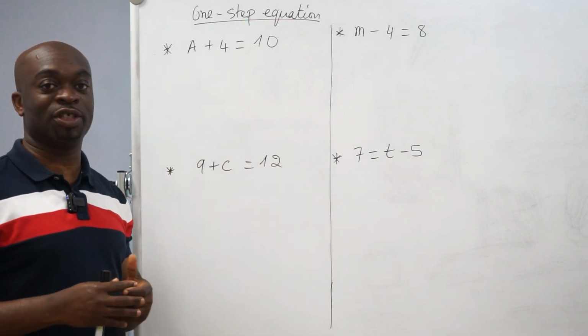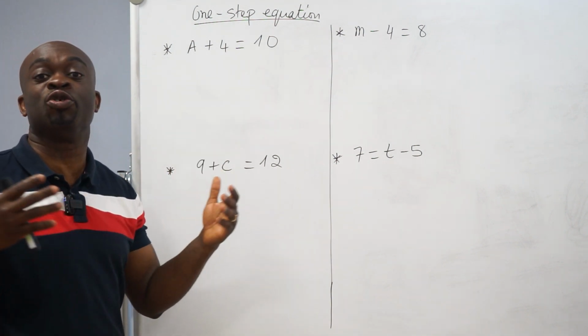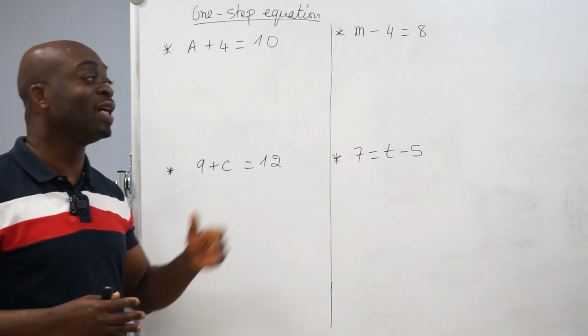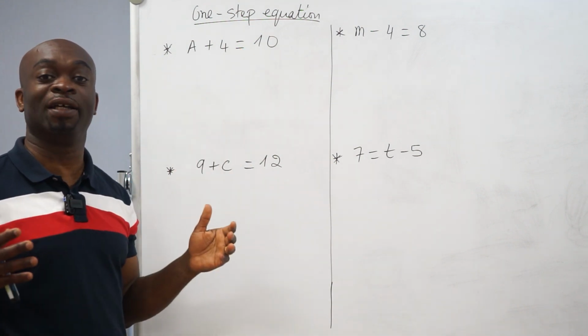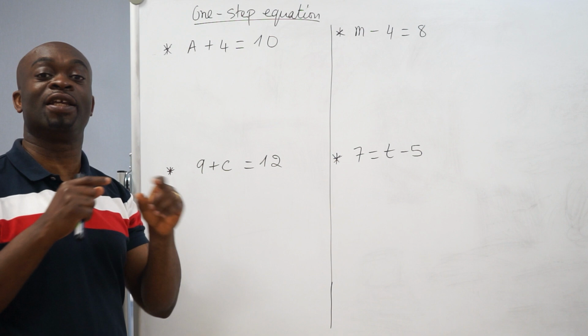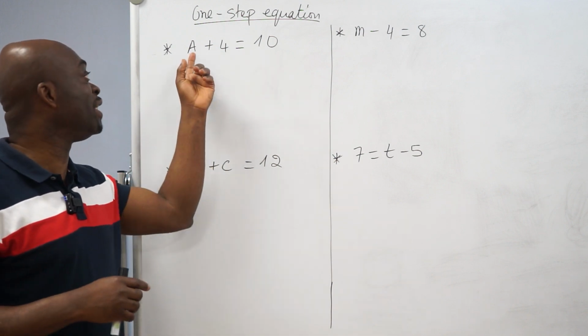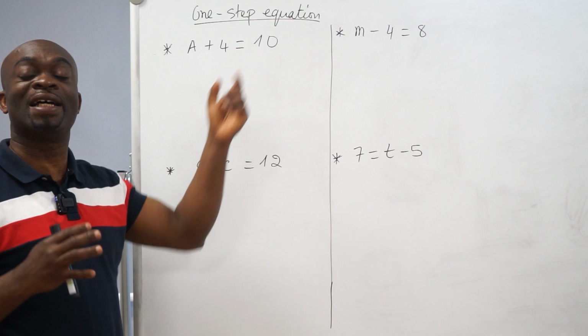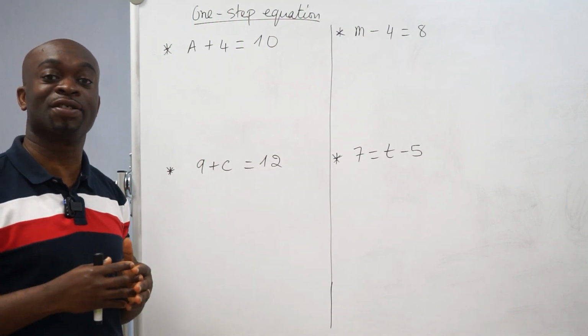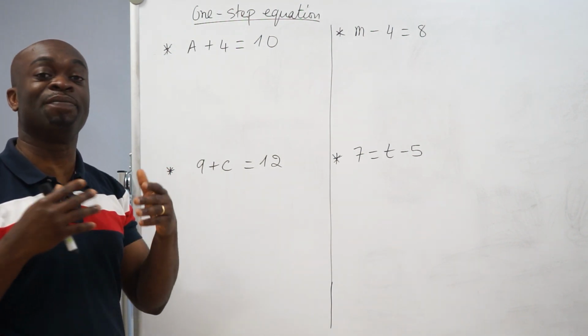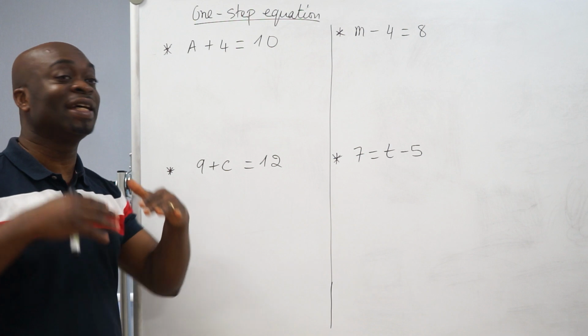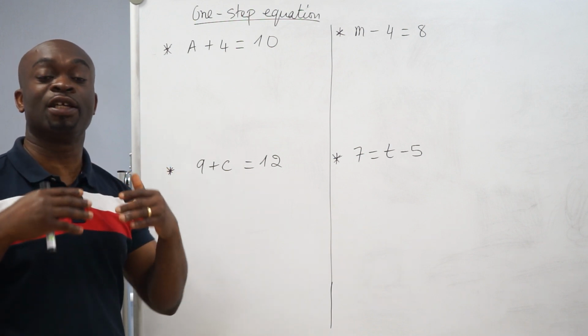So these are equations, and how do you know that you're in front of an equation? It's when you have an equal sign. You have an equal sign within these kinds of terms. So A is a term, 4 is a term, 10 is another term on the other side. Once you have signs in between them with the equal sign, that's how we recognize an equation.